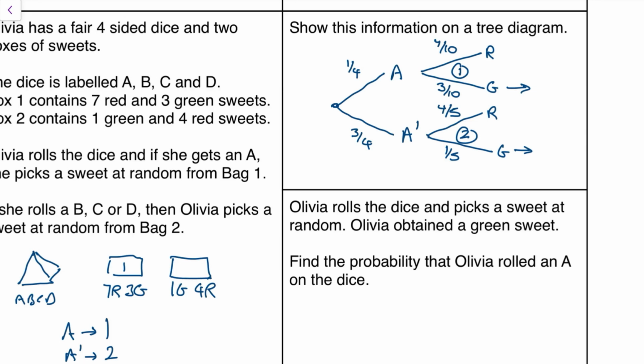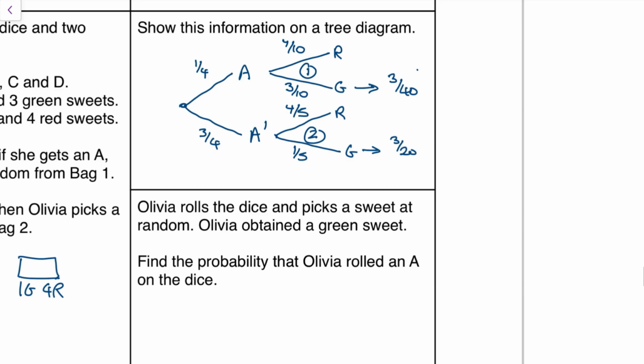The probability of rolling A and green is going to be 1/4 times 3/10, which is 3/40. And the probability Olivia rolls a green using not A is 3/4 times 1/5, which is 3/20. If I add these 2 numbers up, 3/40 plus 6/40 is 9/40. So that's the probability that she gets a green sweet.